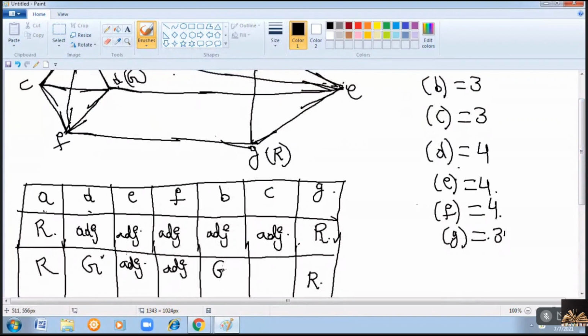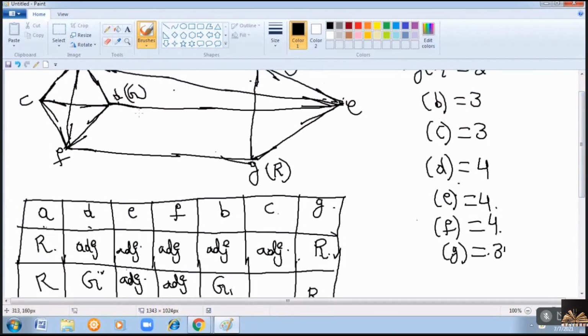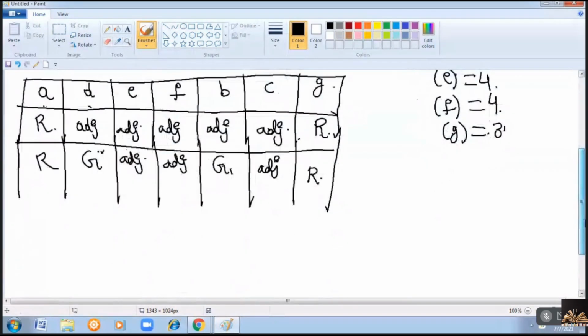Now you need to check whether C is adjacent to D or B. Is C adjacent to D or B? Yes, C is adjacent to D. So you cannot color it. Now repeat the same step.